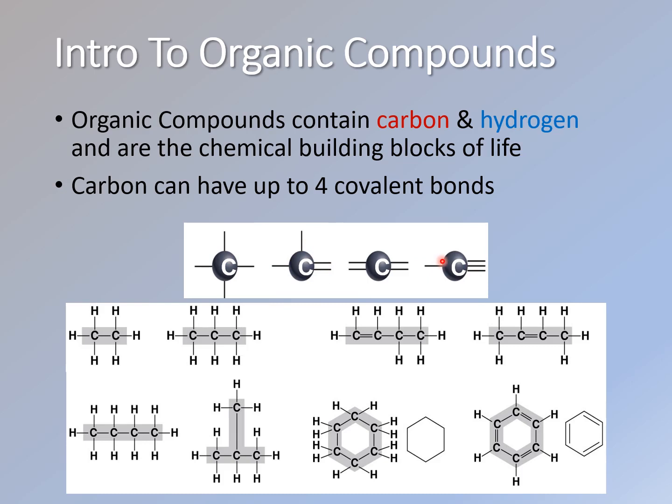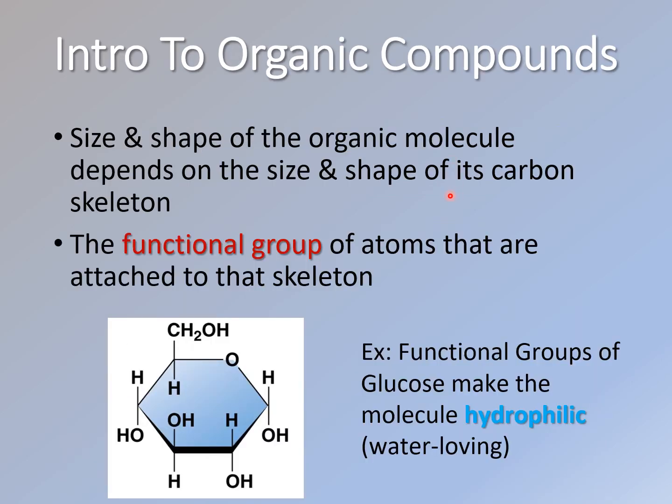It can be either one double bond and two singles, four singles, two doubles, or even a triple bond and a single bond. And this just shows the different ways that hydrogen can covalently bond with carbon. So we can create these different carbon and hydrogen compounds, which are considered organic compounds.